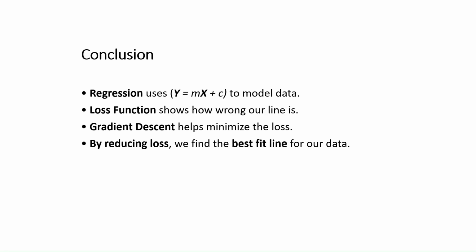The next is gradient descent helps minimize the loss. In this, the loss function, MSE, tells us how wrong the line is. Then last is by reducing loss, we find the best fit line for our data. Gradient descent reduces the loss step by step and helps us find the best fit line. Gradient descent is a key optimization method in machine learning also.